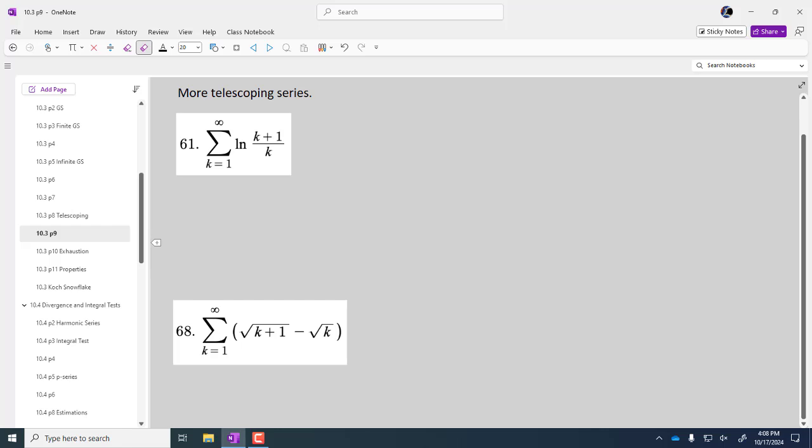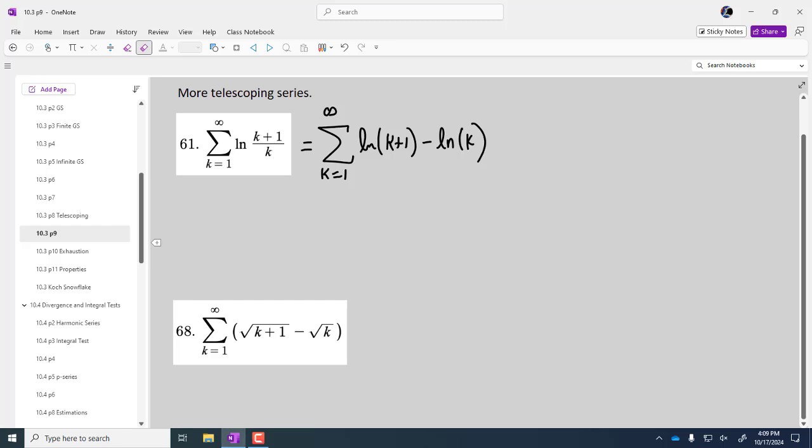All right, now we see a log. This apparently is a telescoping series. Let's look. So what log property do you think we're going to use? The subtraction one. So it's log of k plus 1 minus log of k.